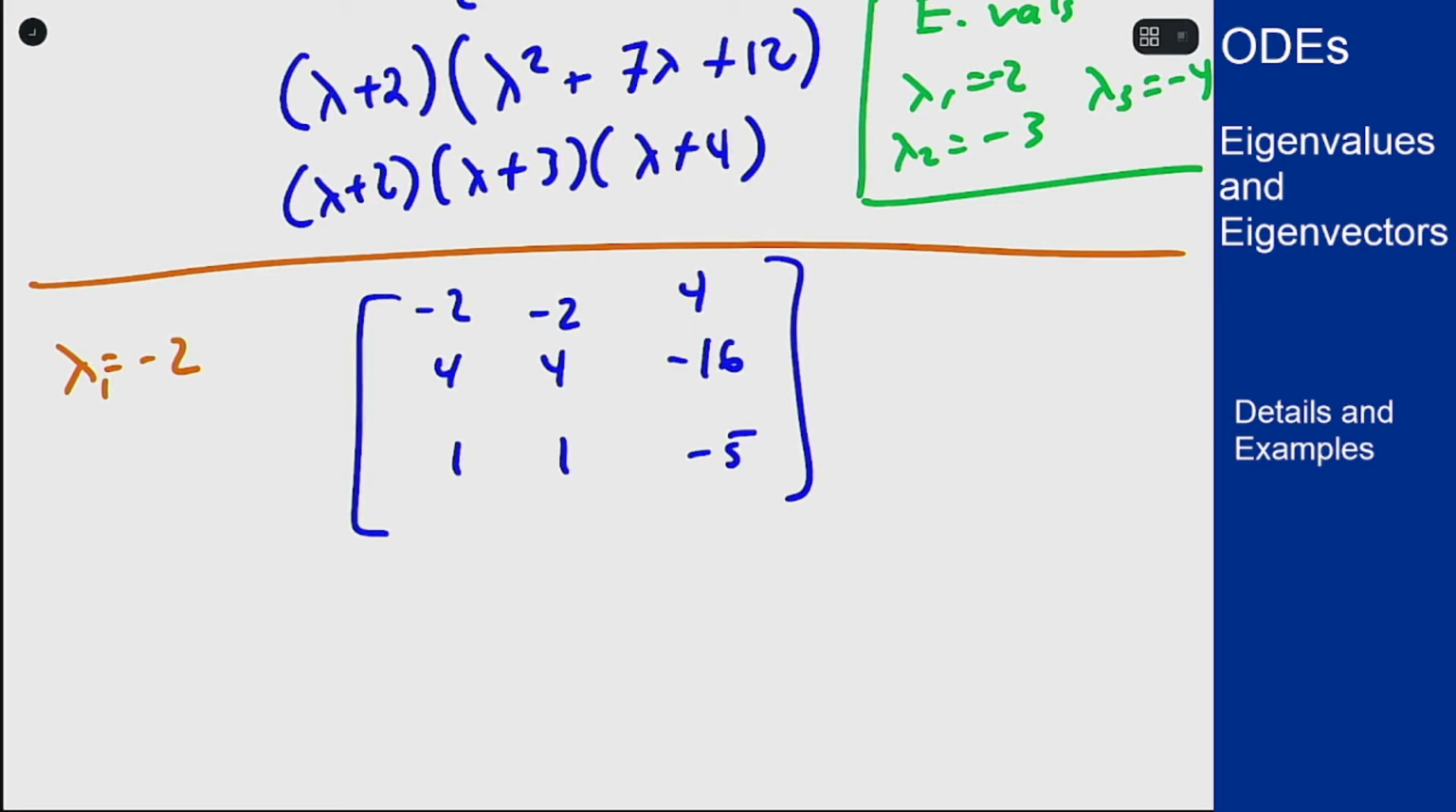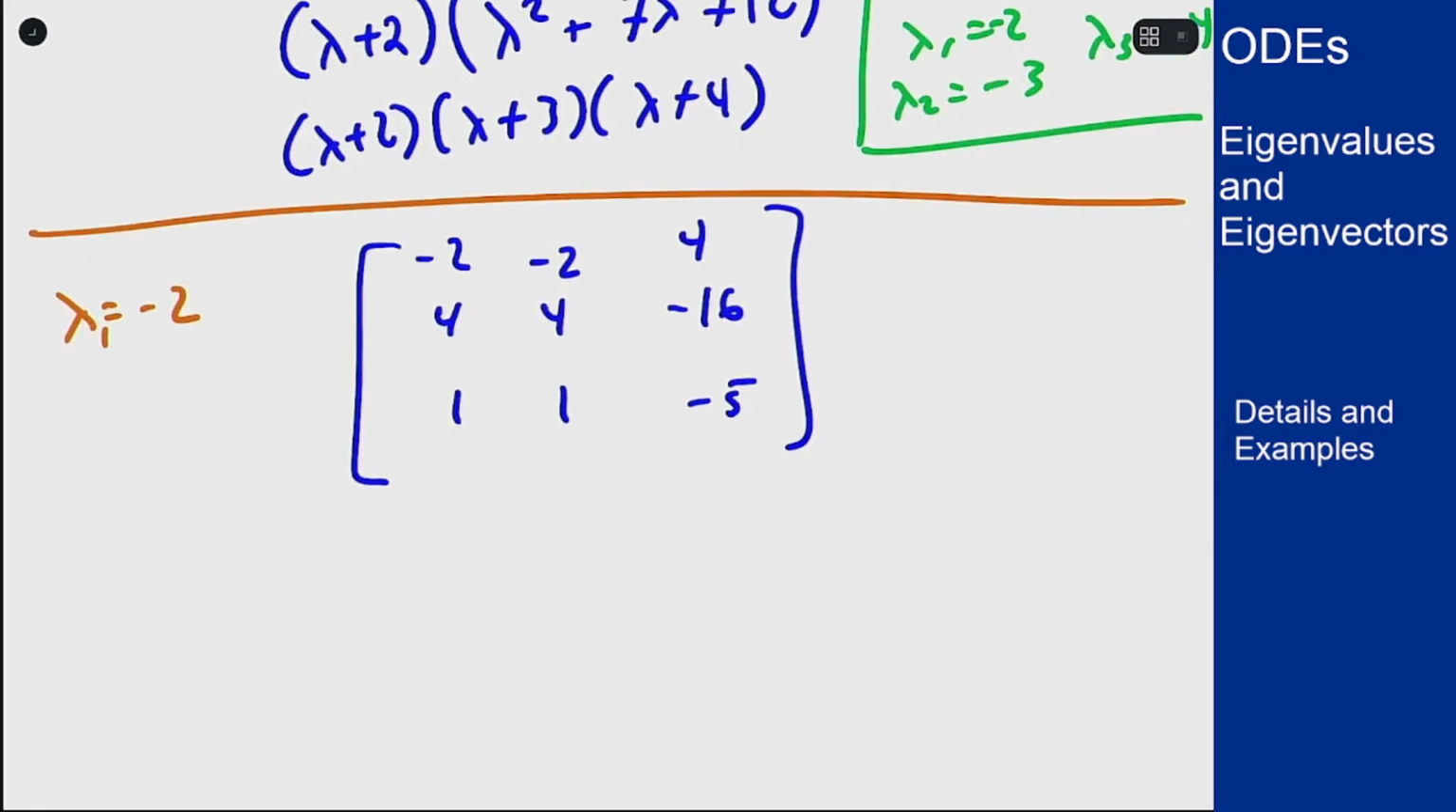Again, we're just doing row reduction. We're not tracking for determinants, so it doesn't really matter what we do as long as we do row reduction correctly. So I'm going to do row 1 over -2 and row 2 over 4.